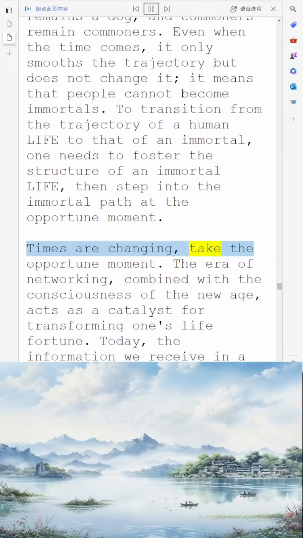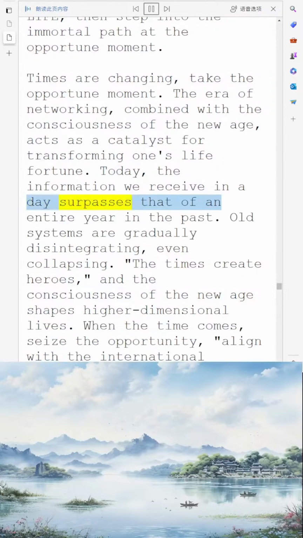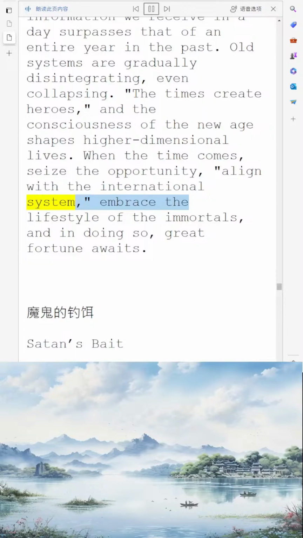Times are changing. Take the opportune moment. The era of networking, combined with the consciousness of the new age, acts as a catalyst for transforming one's life fortune. Today, the information we receive in a day surpasses that of an entire year in the past. Old systems are gradually disintegrating, even collapsing. The times create heroes, and the consciousness of the new age shapes higher dimensional lives. When the time comes, seize the opportunity, align with the international system. Embrace the lifestyle of the immortals, and in doing so, great fortune awaits.